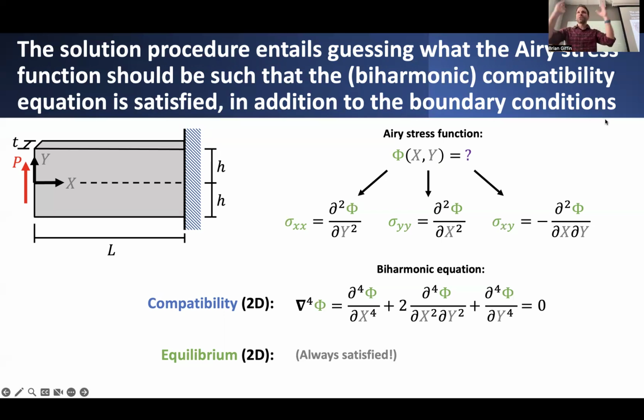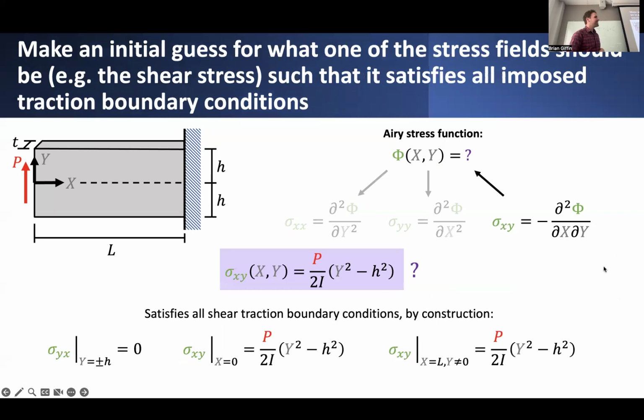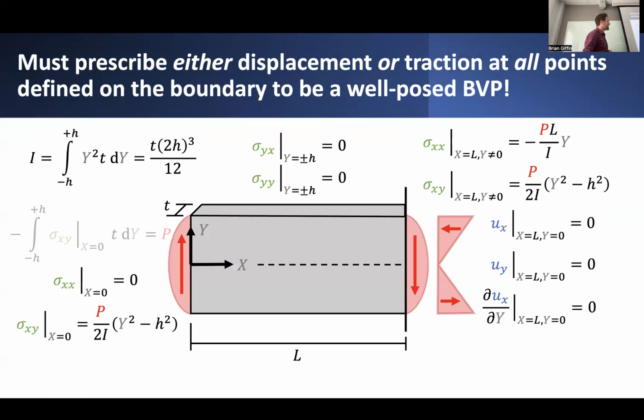We can do it sequentially in the following way. First, pick one of the stress fields. Let's say the shear stress field. And let's come up with an initial guess of what we think it should look like given our imposed boundary conditions. So in order to satisfy the boundary conditions that we defined previously, remember what they looked like. They looked kind of like this.